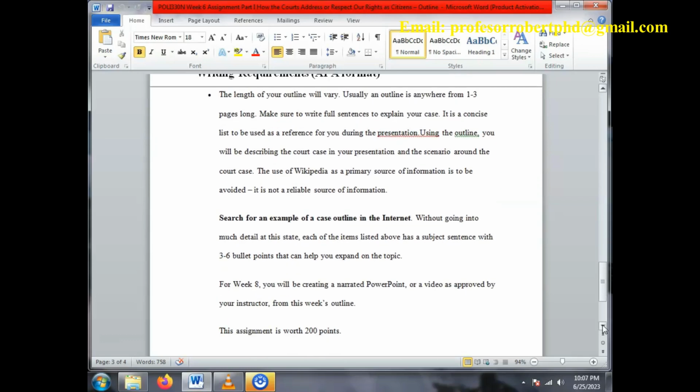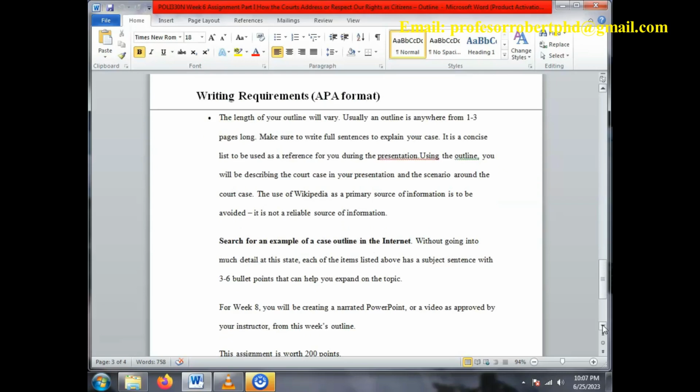The length of your outline will vary. Usually an outline is anywhere from 1 to 3 pages long. Make sure to write full sentences to explain your case. It is a concise list to be used as a reference for you during the presentation. Using the outline, you will be describing the court case in your presentation and the scenario around the court case. The use of Wikipedia as a primary source of information is to be avoided. It is not a reliable source of information.